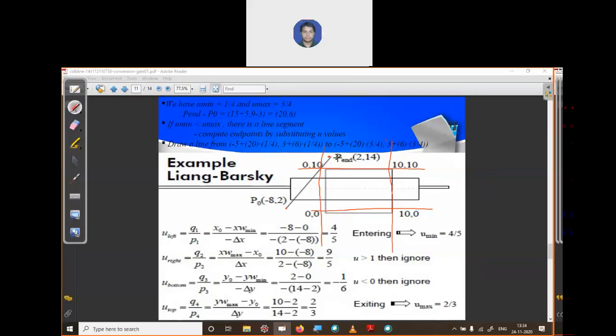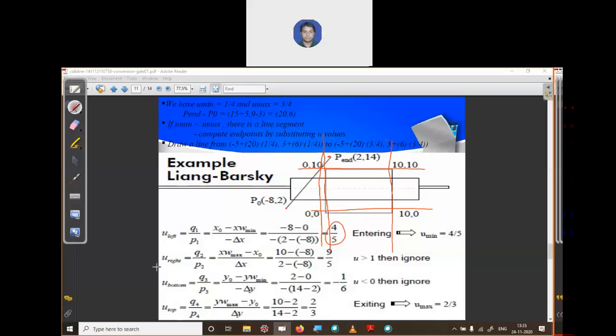Now we have to find which area is inside and which area is outside. Again, we will calculate the value of t for the left boundary. This is our left boundary, and at this boundary, at which time is this line intersecting? So again, q by p: calculate the value of q and the value of p1, determine this value, and you can find the value 4 by 5 for the left boundary.